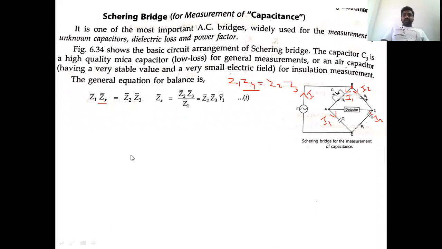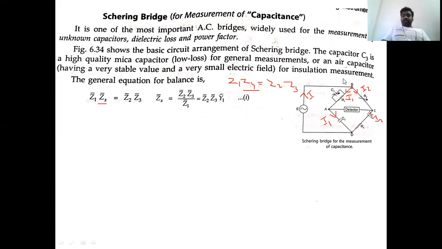So next we rewrite the generalized expression Z1 Zx is equal to Z2 Z3 in the form of an expression, that is Z suffix x is equal to Z2 Z3 divided by Z1. Okay, so what is the value of 1 by Z1? 1 by Z1 is nothing but admittance, that is Y1. So this is the finalized expression, Z suffix x is equal to Z2 Z3 Y1.